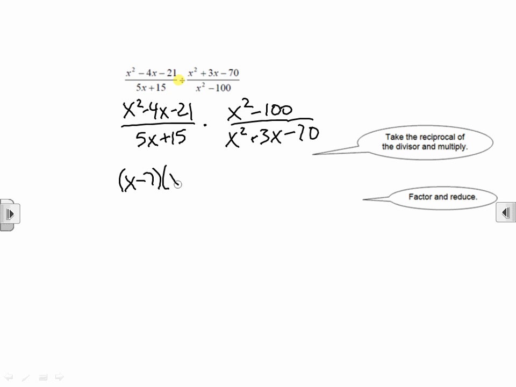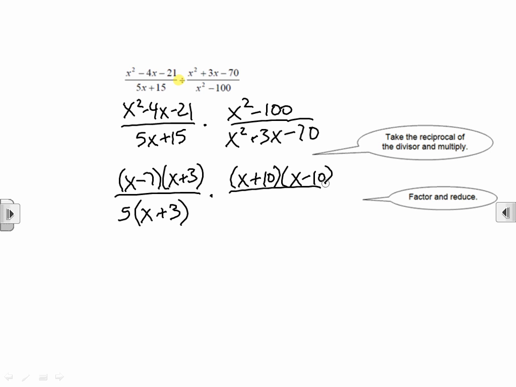Negative 7, positive 3, all over 5 is a GCF, and that leaves me with x plus 3 times difference of squares, x plus 10, x minus 10. And then my denominator, this isn't one I've seen a lot, multiplies to negative 70 and adds to 3. Let's start with the obvious. 10 and 7, yes, that works. x plus 10 and x minus 7.